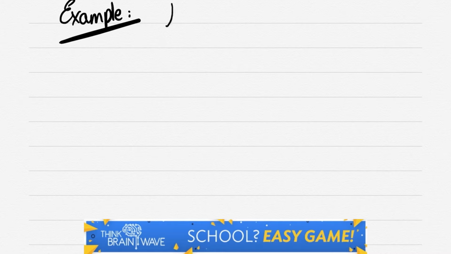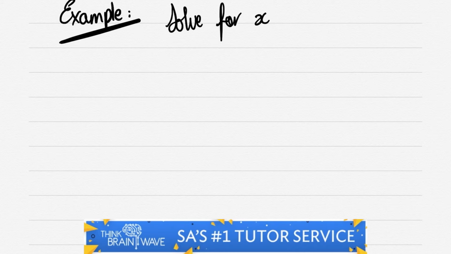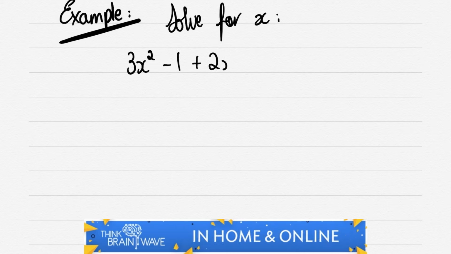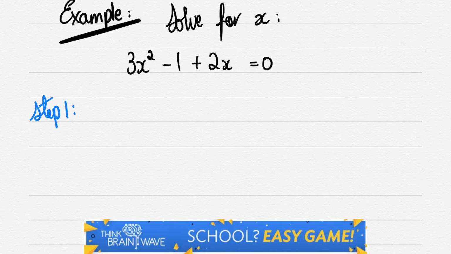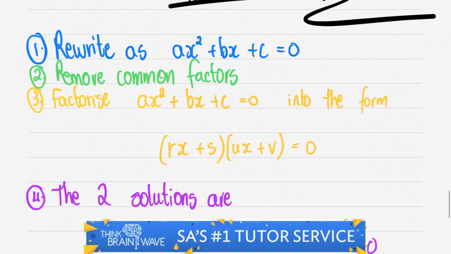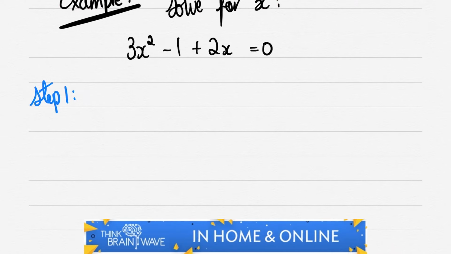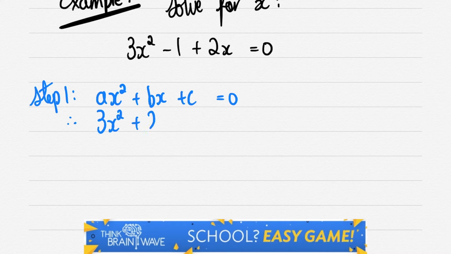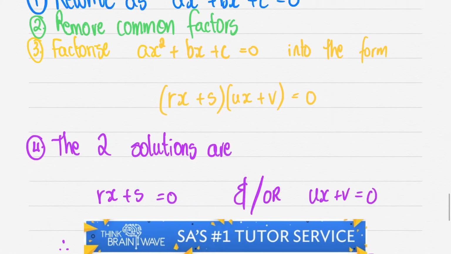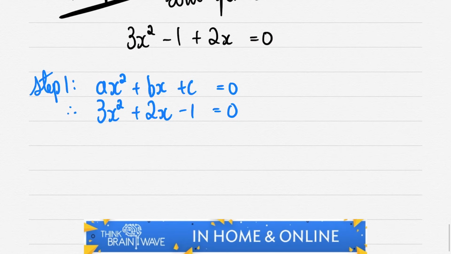Hey there guys, in this video we'll be doing another example for equations and inequalities in the quadratic equations. So let's solve for x. We start off by saying 3x squared minus 1 plus 2x is equal to 0. Now we need to rewrite this in the form of ax squared plus bx plus c is equal to 0. Hence we write 3x squared plus 2x minus 1 is equal to 0. That's our first step done.